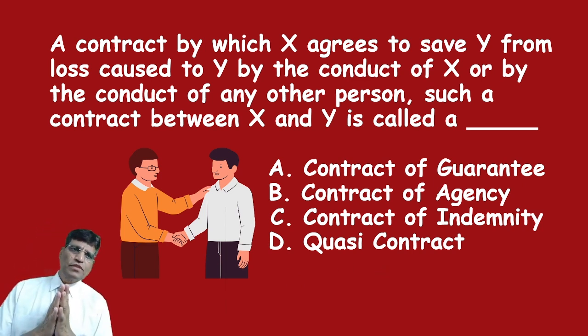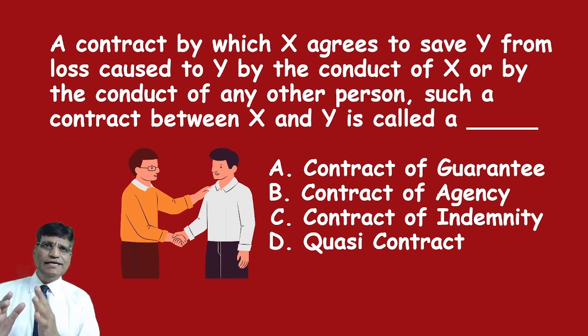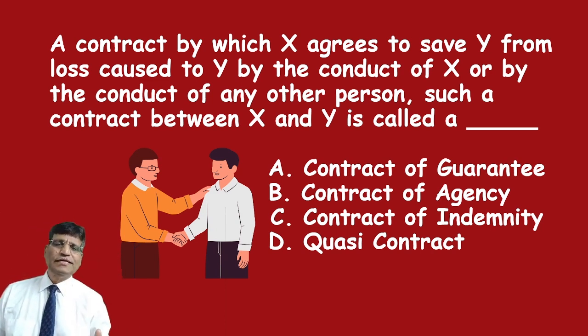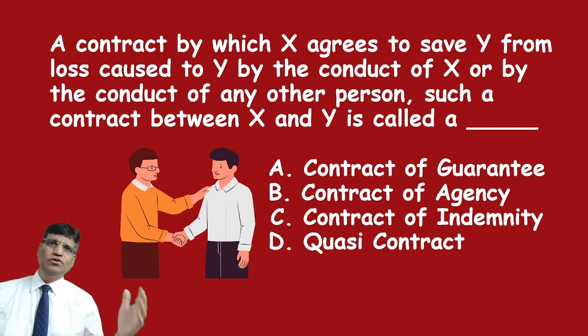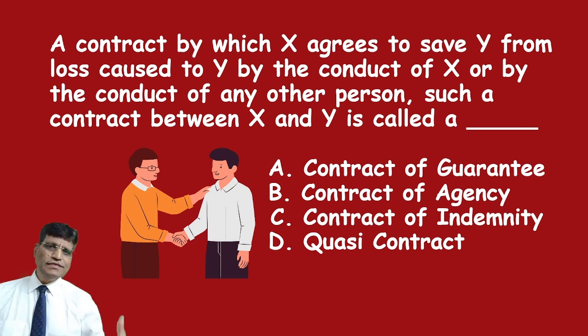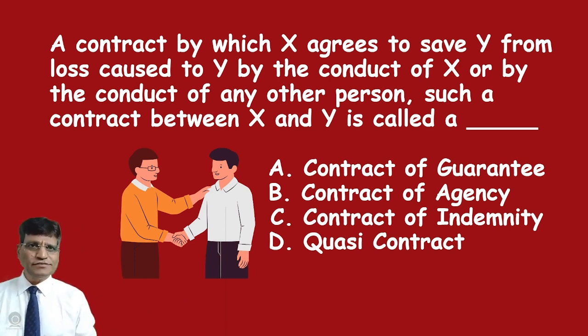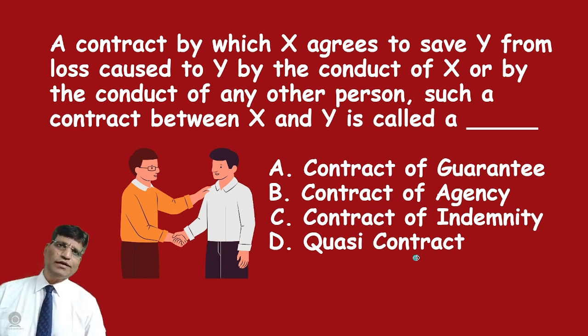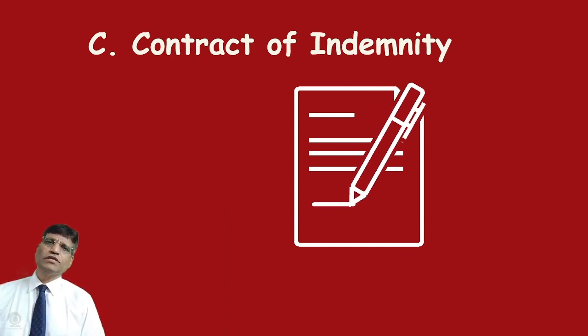So these are the options when there is a contract in which X is agreeing to compensate Y, because if Y suffers any loss because of X or because of any other person, then such a contract between X and Y is called as, we have seen the options, contract of guarantee, contract of agency, contract of indemnity, or quasi-contract. And the answer is contract of indemnity.